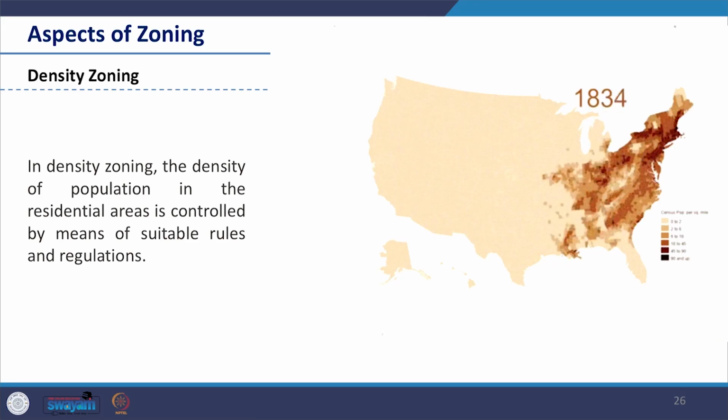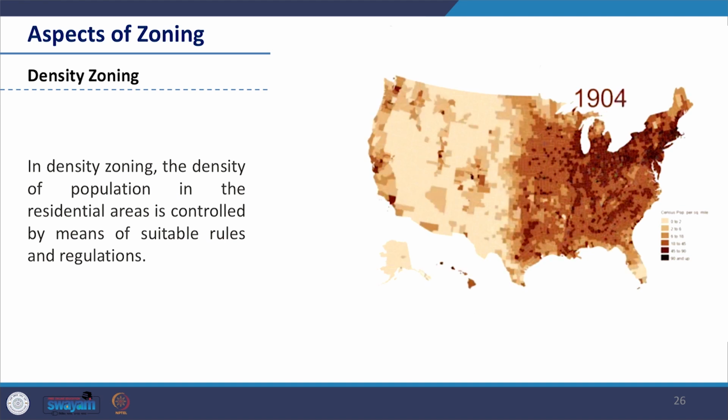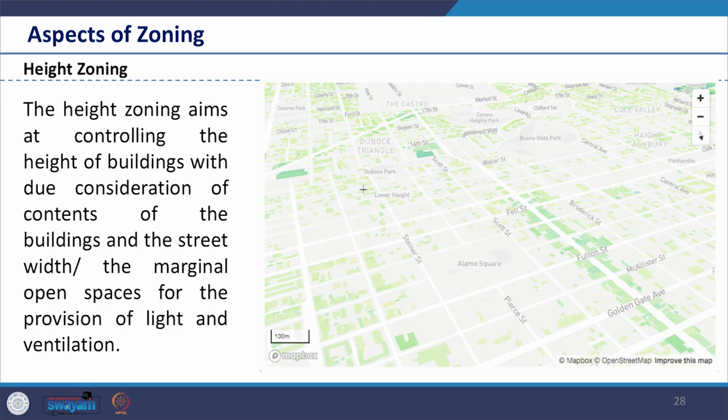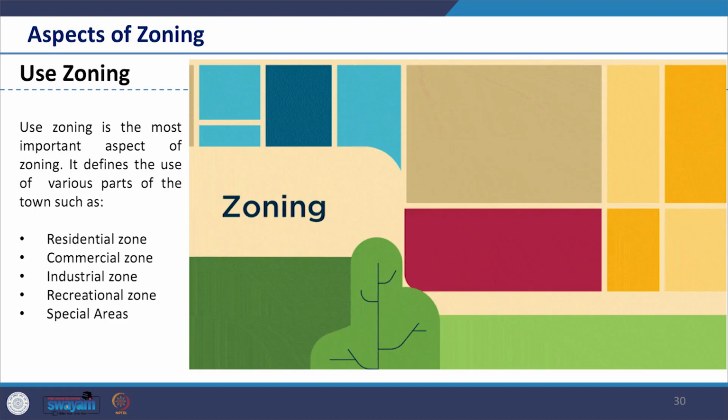In density zoning, the density of population in the residential area is controlled by means of suitable rules and regulations, whereas in height zoning, the aim is at controlling the height of the buildings with due consideration of the content of the buildings and the street width, and the marginal open spaces for the provision of light and ventilation. Use zoning, which is one of the most important aspects of zoning, defines the use of various parts of the town, such as whether the use can be residential, commercial, industrial, recreational or special area.